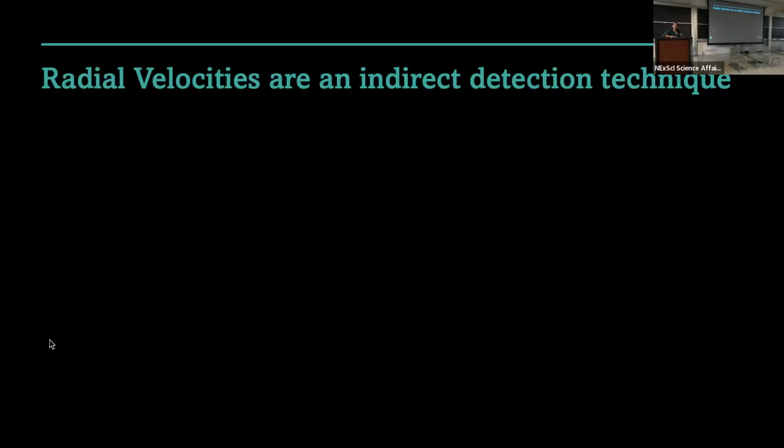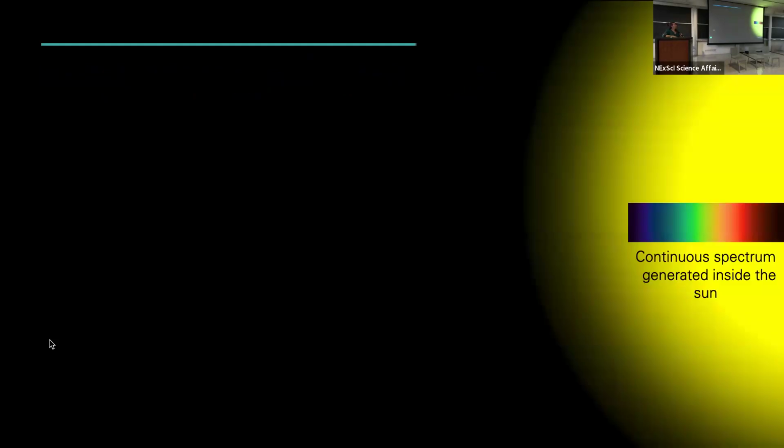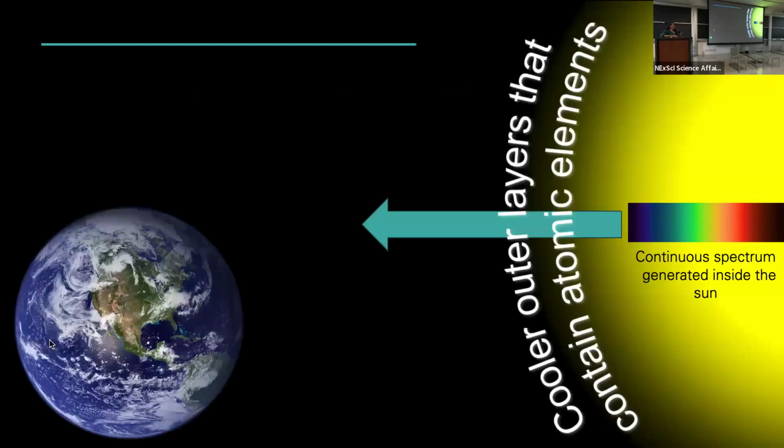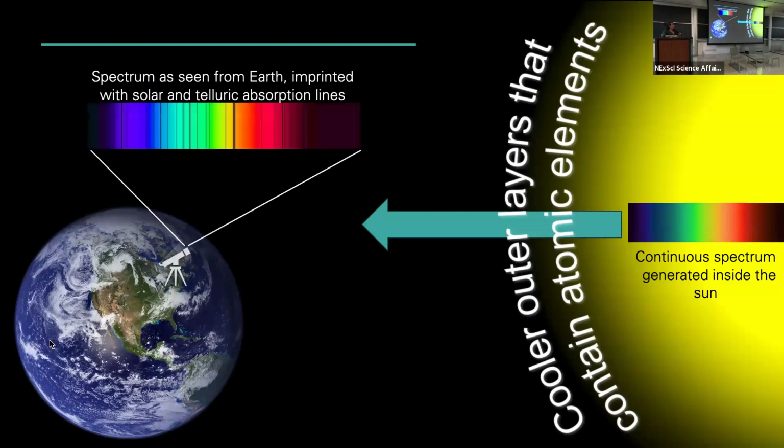So like transits, radial velocities are an indirect detection technique. We never actually see the planets. Rather, we see the impact that the planet has on the host star. To walk through that a little bit, we're using the fact that when light forms inside a star, it generates a continuous spectrum, the full gamut of our colors. Then as that light progresses through the outer cooler layers of the star, it interacts with different elements and molecules in those layers. Those imprint onto the spectrum, and they produce dark lines we call absorption features or absorption lines in the spectrum by the time it gets to Earth.